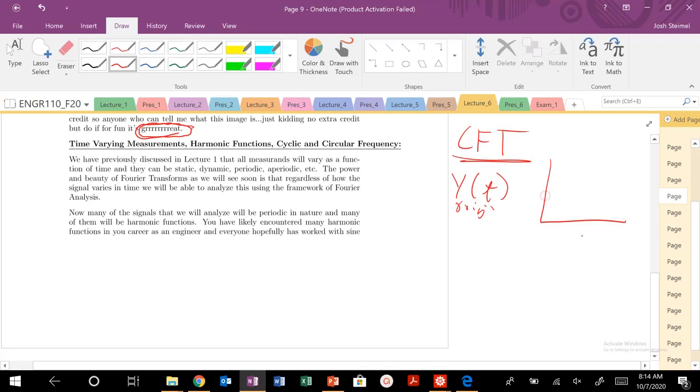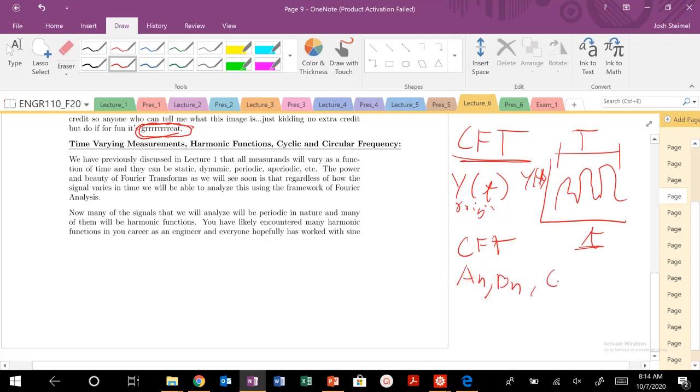so y of t is a function of time, some signal. Again, it could be periodic, it could be aperiodic, it could be random, et cetera, but it will repeat over some period t, and we're going to take this signal in time space and develop a frequency spectrum, so we're going to perform a continuous Fourier transform. We are going to calculate harmonic coefficients a sub n, b sub n, and then calculate c sub n.